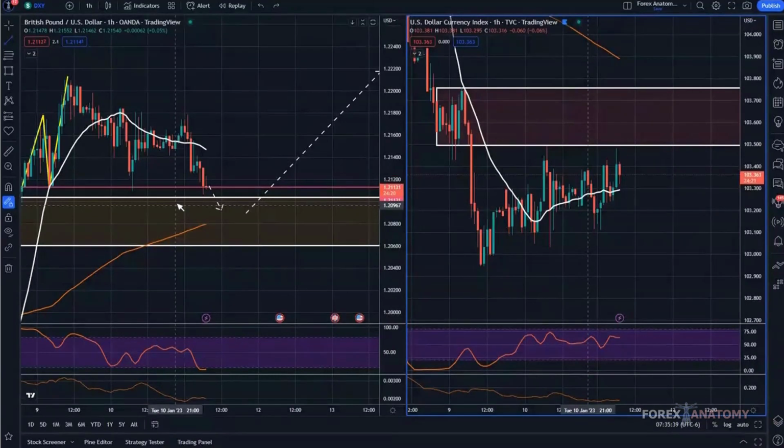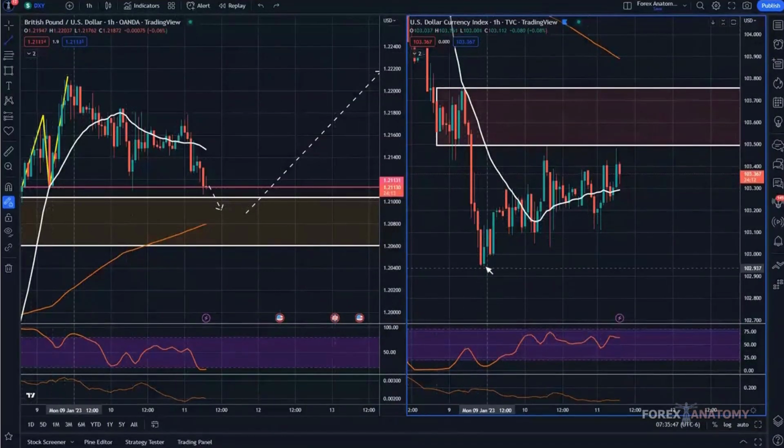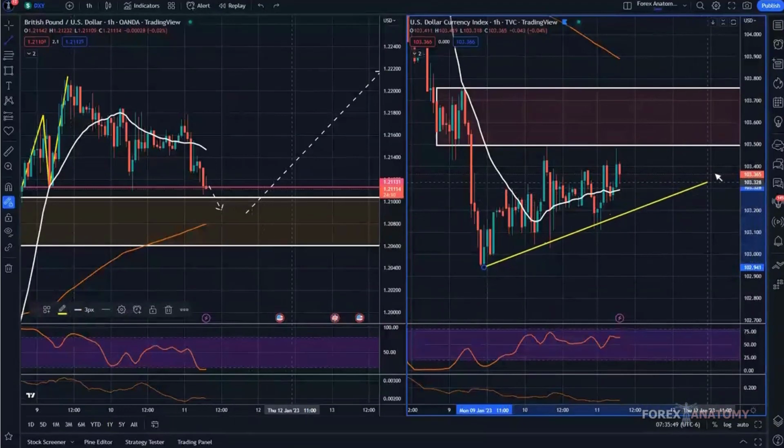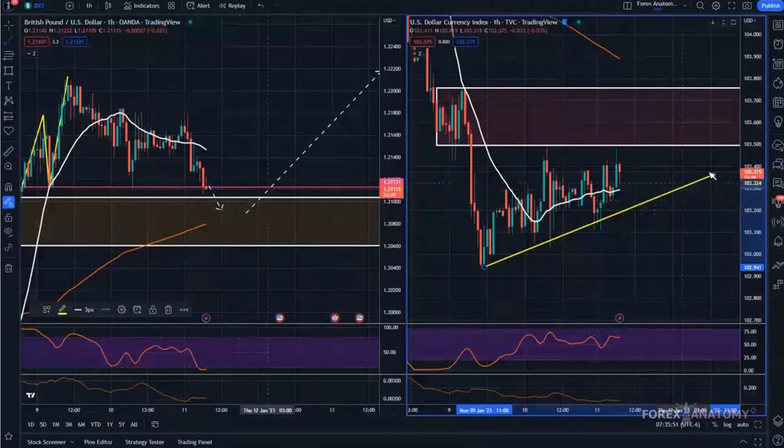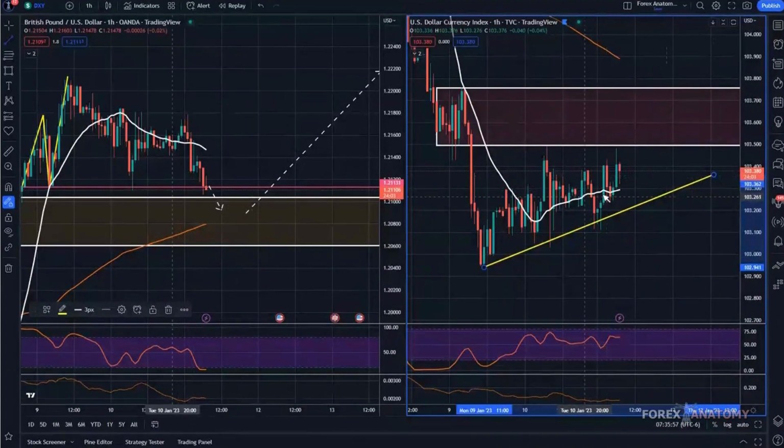So, right now, we're not going to look to sell. We're going to look primarily to buy, based off of what we're seeing on the Dixie. And if you want to wait for confirmation, you can wait for price to break and close below this trend line. If that's your thing, if you really want to wait for that confirmation, you can. But based on what we see right now, we're bearish the US dollar. Right now, we're only looking for opportunities to sell. And this is on the US dollar currency index. This is the weighted one.